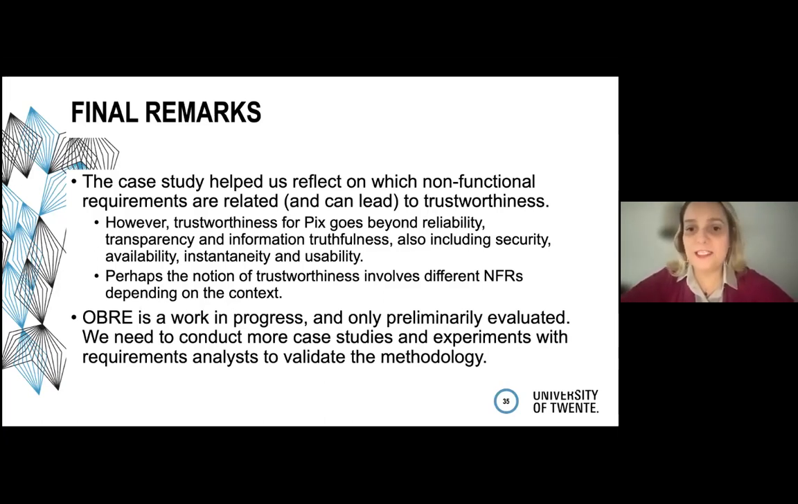So for the PICs, for instance, it included availability, instantaneity, usability, easiness. For instance, the users trust the system because it's easy to use. And this is rich information for us. And we are not sure if we can have an established idea of what trustworthiness involves, or if this changes depending on the system and depending on the context. All right. So this is to be seen with new case studies, new cases that we're going to use.